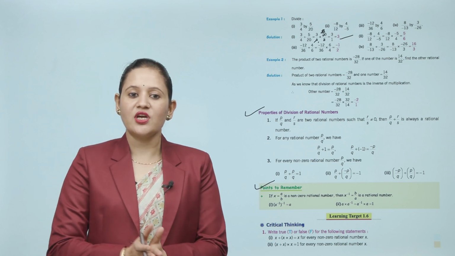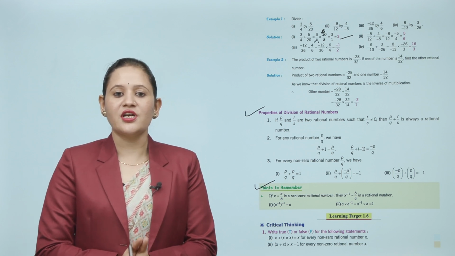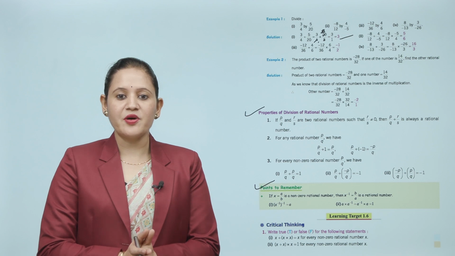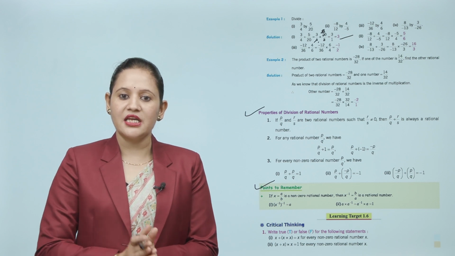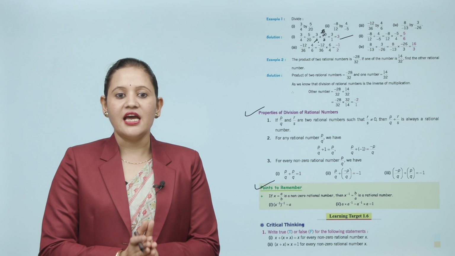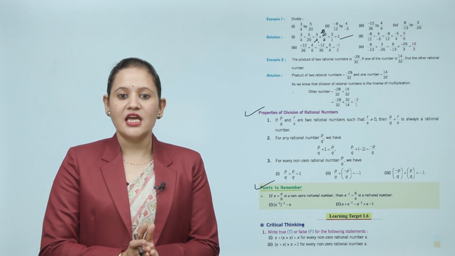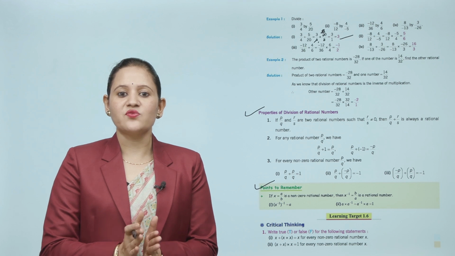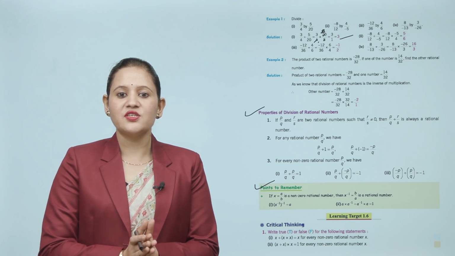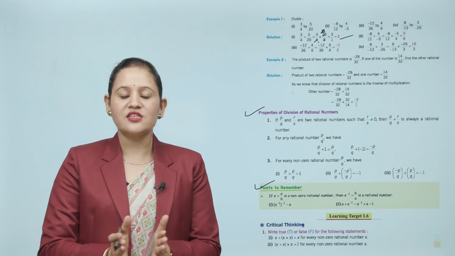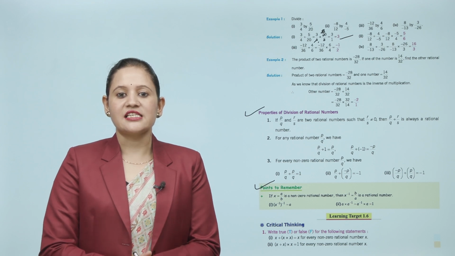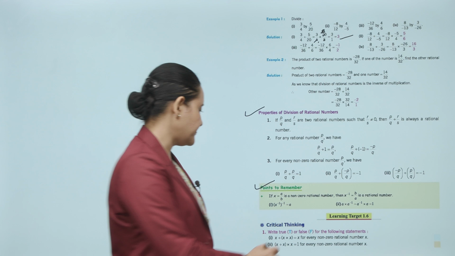If x equals to a upon b is a non-zero rational number, then x to the power minus 1 equals to b upon a is a rational number. X to the power minus 1 and whole power minus 1 equals to a. A multiplied by a to the power minus 1 equals to a to the power minus 1 into a, that is equals to 1. Next is learning target 1.6.